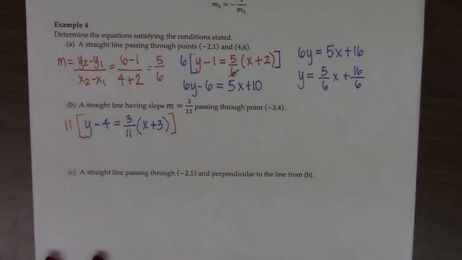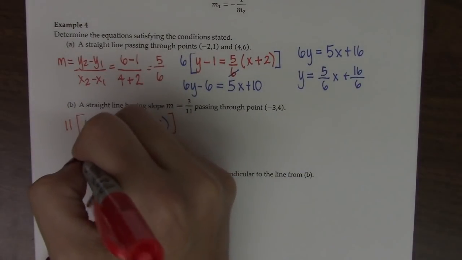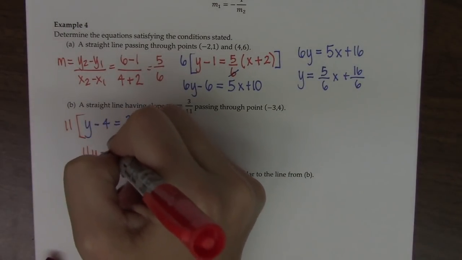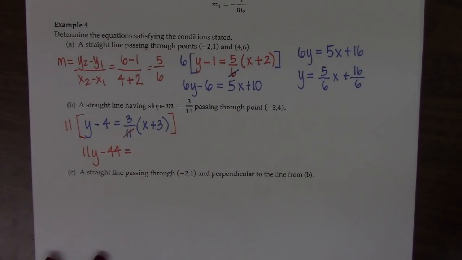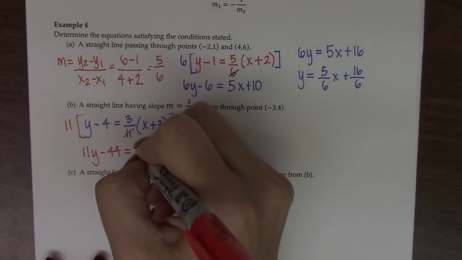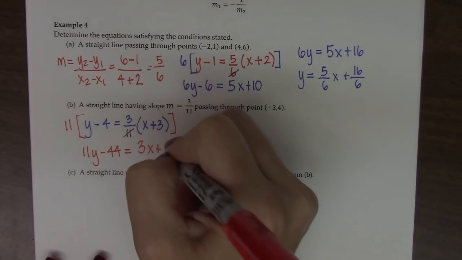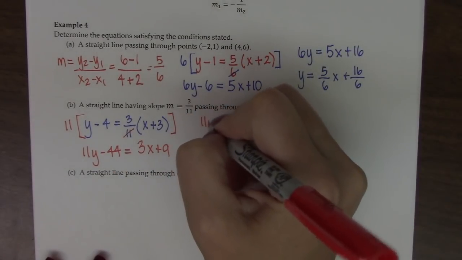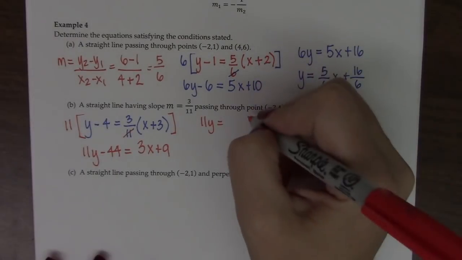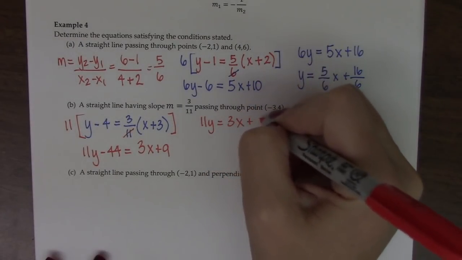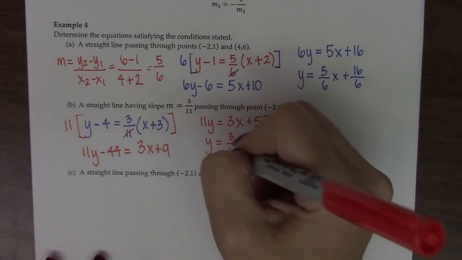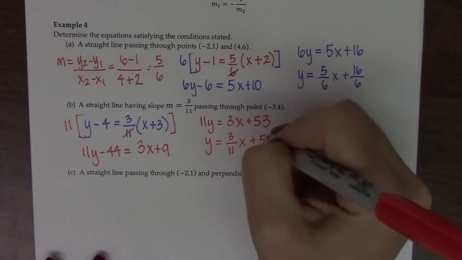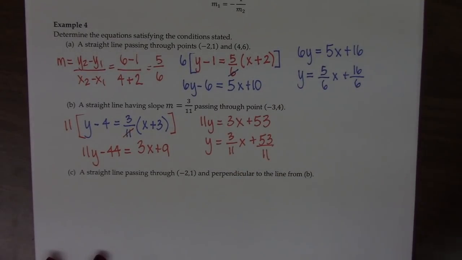So I'm going to multiply the whole thing by 11. That gives me 11y minus 44 on the left. The 11 cancels with the 11 on the right. And so now I distribute the 3, and I get 3x plus 9. So now I'm going to add 44 to both sides and get 3x plus 53, and y is 3/11 x plus 53 over 11. So now I've got it in slope-intercept form.